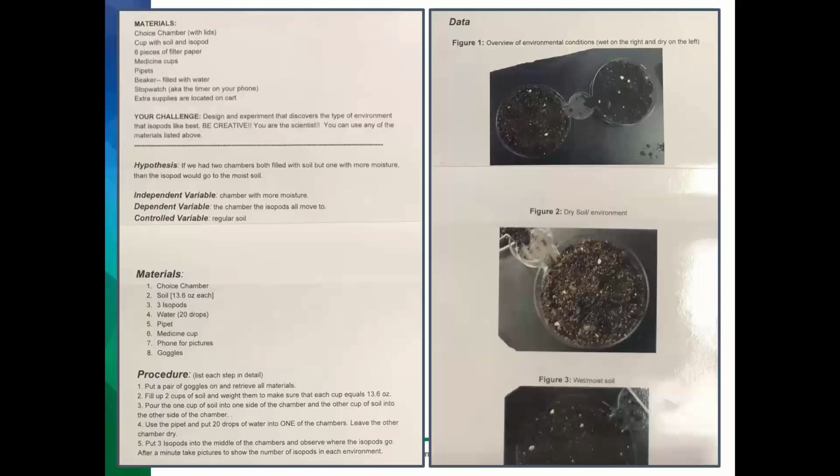And this was a student example. So my students designed this lab using isopods, and I just wanted to show you what your kids will come up with if you give them the opportunity to experiment.